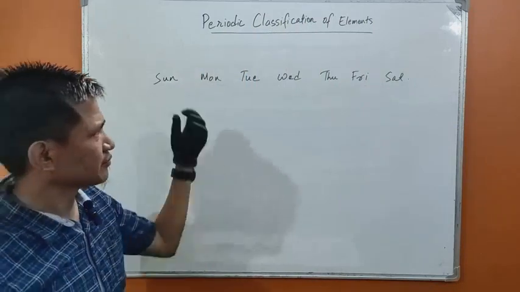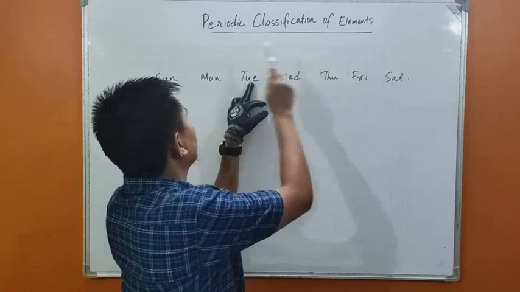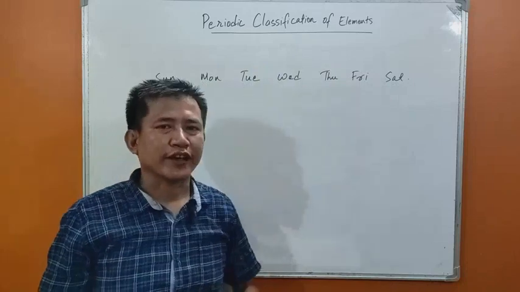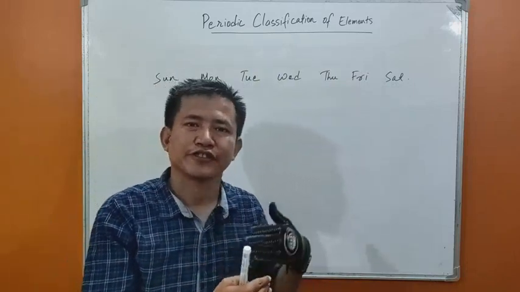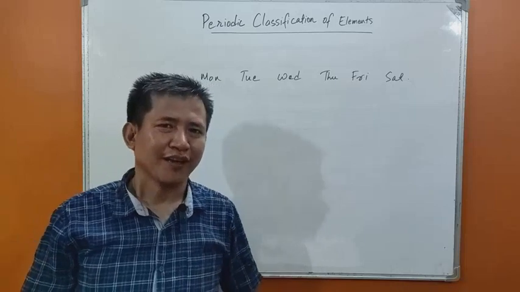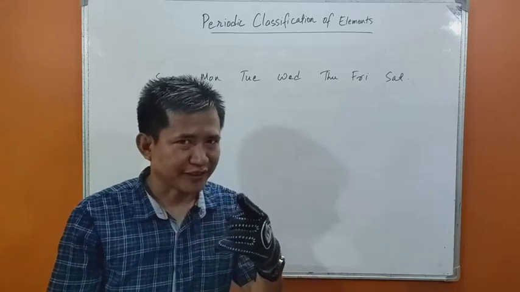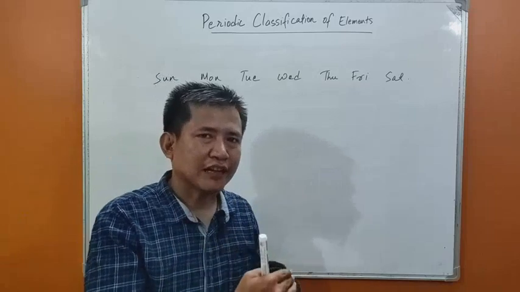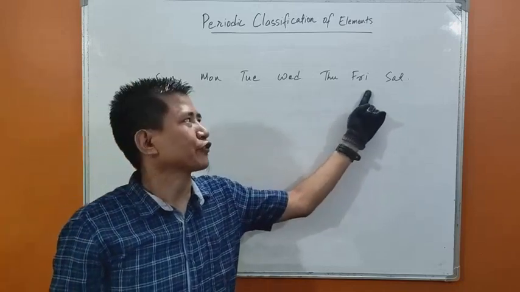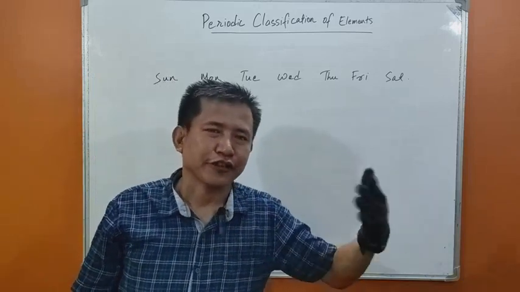Are you getting my point? Any day. Let's take an example of Tuesday. 1, 2, 3, 4, 5, 6. After 6 days, the seventh day is Tuesday, isn't it? Any day of a week is repeated after a fixed gap of 6 days. So the days of week can be called periodic. What does the term periodic mean? The thing which repeats itself after a fixed interval is called periodic. So the days of week are periodic because they repeat themselves after a fixed interval of 6 days.